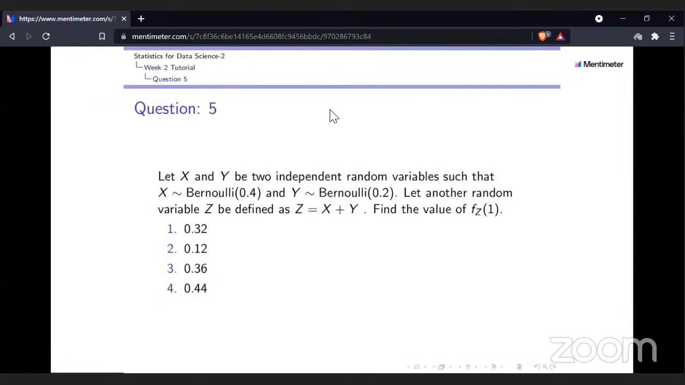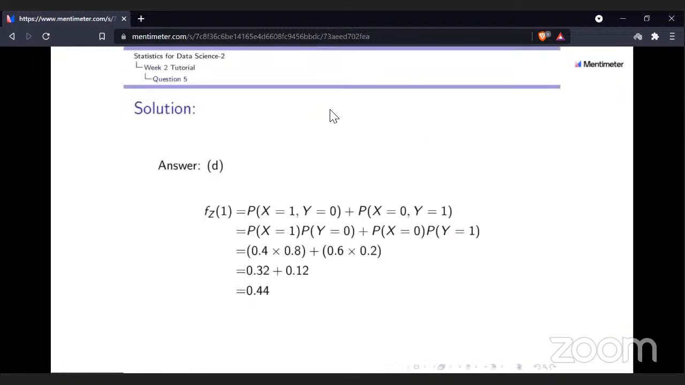So we had two random variables X and Y, given to be Bernoulli 0.4 and 0.2. And now we have defined another random variable Z to be X plus Y, and we have to find the value of F_Z of 1. This is quite easy. X is Bernoulli, so it can take the value 0 or 1. So we need probability Z equals 1, and Z is X plus Y, so basically probability X plus Y equals 1.